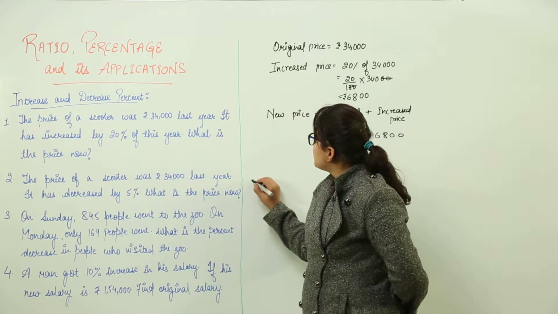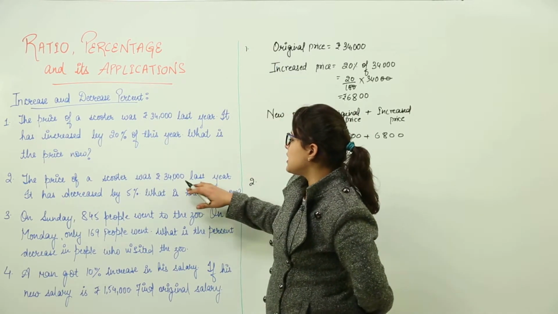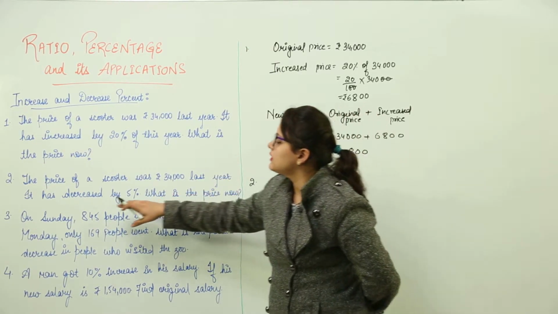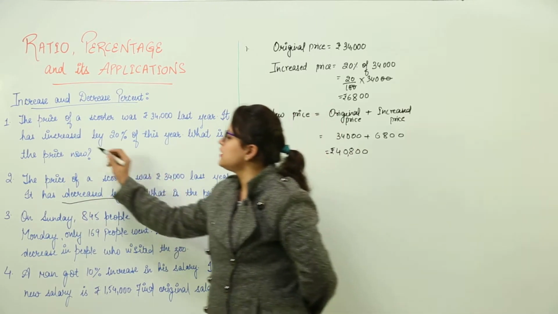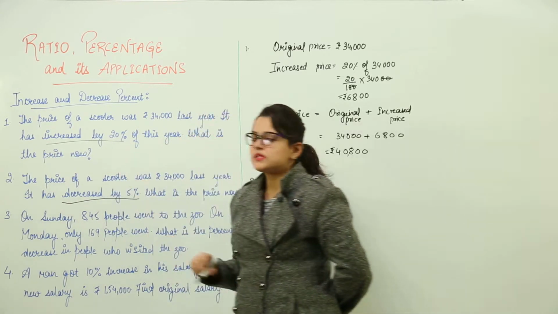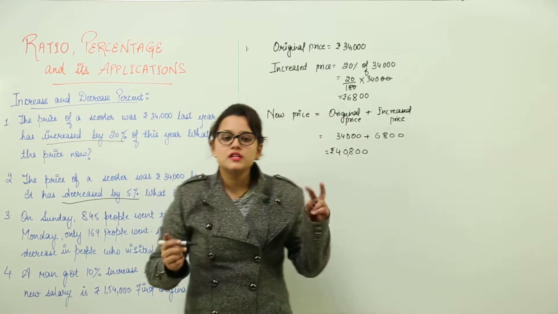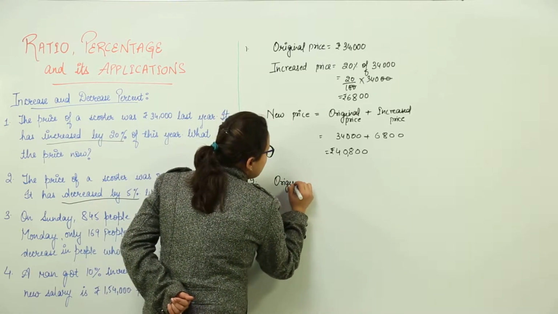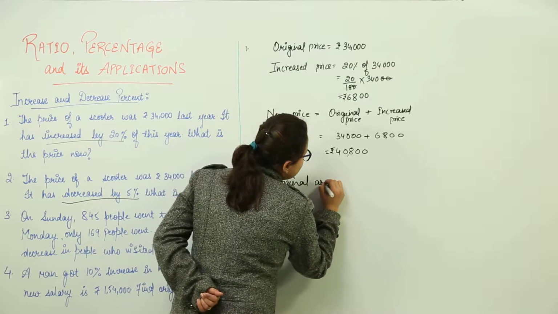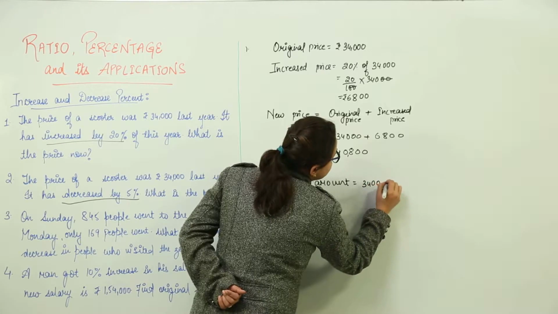Second question. The second question says the price of a scooter was 34,000 last year. But here it has been decreased by 5%. Here it was increased by 20%. So here the difference comes in the decrease and increase part. So over here in the next question, the original amount is remaining the same only. So we will keep it as it is. The original amount equal to rupees 34,000 only.